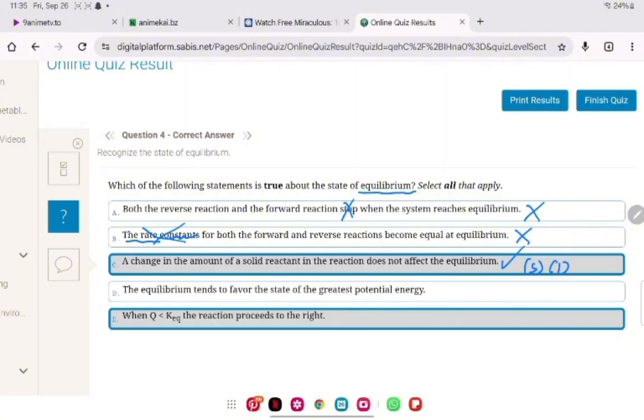They both have to be equal, so there's no favoring in equilibrium. Okay, the last one is kind of confusing, but I'm going to try to explain it in a simple way.